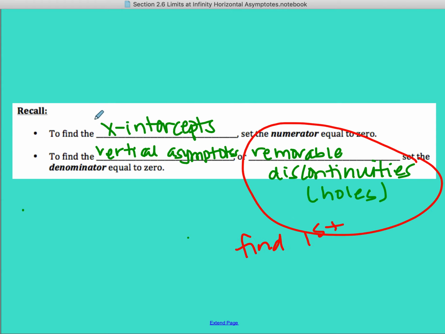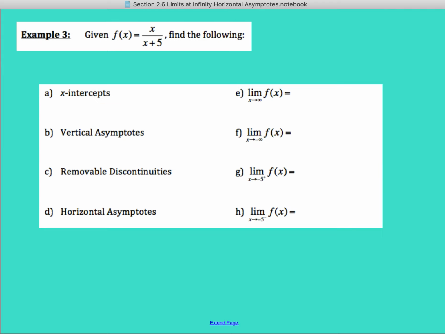Okay, then look for your vertical asymptotes, because whatever cancels, that's your hole, and whatever is left in the denominator is your vertical asymptote. All right, so here's our example 3. We are given this function, find the following. So the way we find x-intercepts is you take your numerator and set it equal to 0.